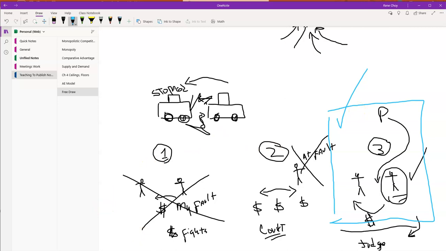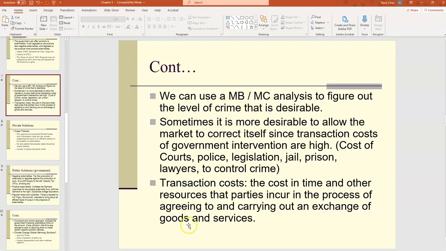All right? And again, this is kind of like the whole idea of positive and negative externalities. So in many ways, sometimes it is more desirable to allow the market to self-correct, but in some events, it is not desirable to allow the market to self-correct, and therefore the government has to step in and provide its own solutions. One of the things that you need to keep always in mind is that when you involve the government, there are very high transaction costs. Depending on transaction costs, sometimes it is more desirable for the market to self-correct because it might be too expensive for the system to handle it.